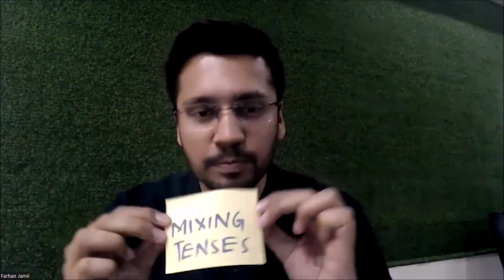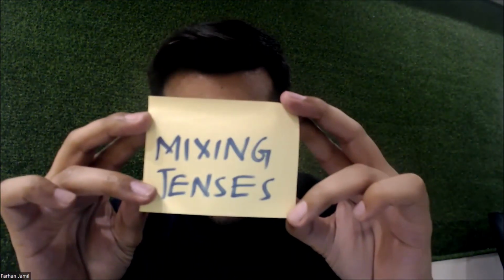I have written down 5 mistakes today that are going to help you improve your grammar and your writing by following these things. I have written down a few of the things here on the paper. I hope you can read it because I won't have to go for further editing. So the first mistake that students make is mixing tenses.